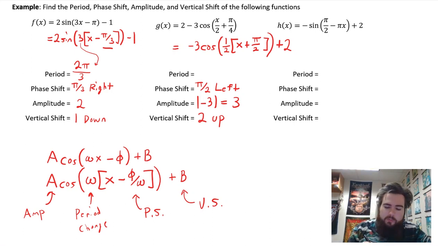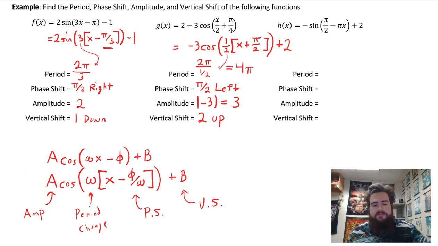Lastly, with the period, we're going to take that value that we factored out, and just like the previous one, divide that from 2 pi, which means that we are going to get from this 2 pi divided by 1/2, which is 4 pi.